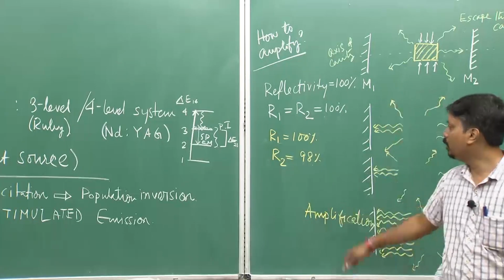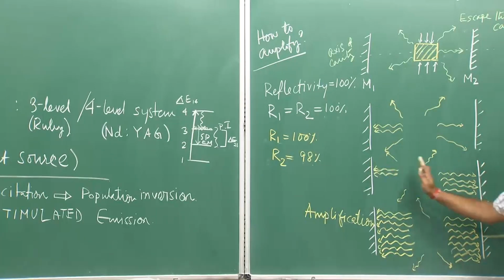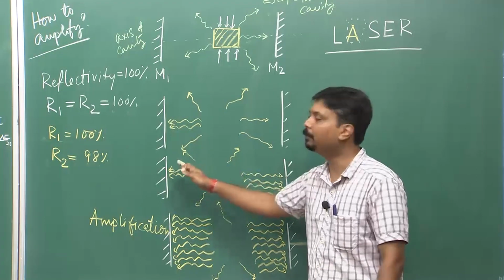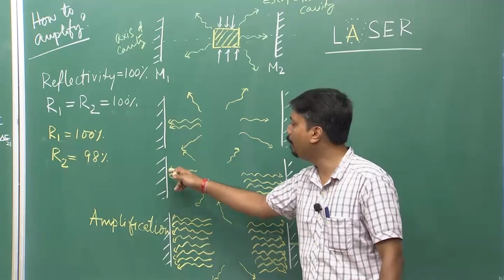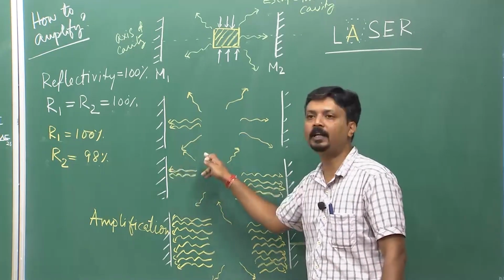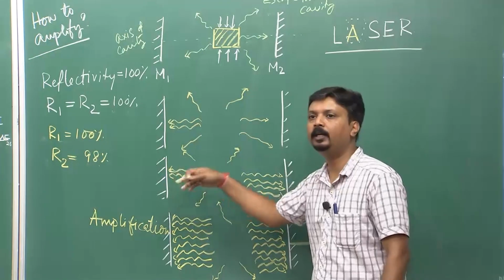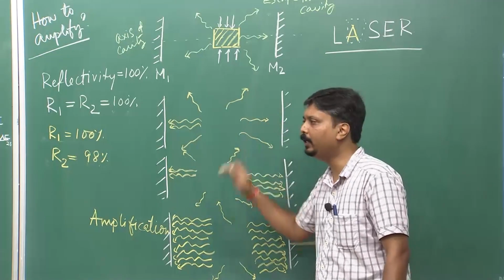I assumed that all the photons are going and hitting and coming back, going and hitting and coming back, but suppose the mirror is not flat, so what will happen? It will deflect. The moment it deflects from this axial direction, it will escape the cavity.